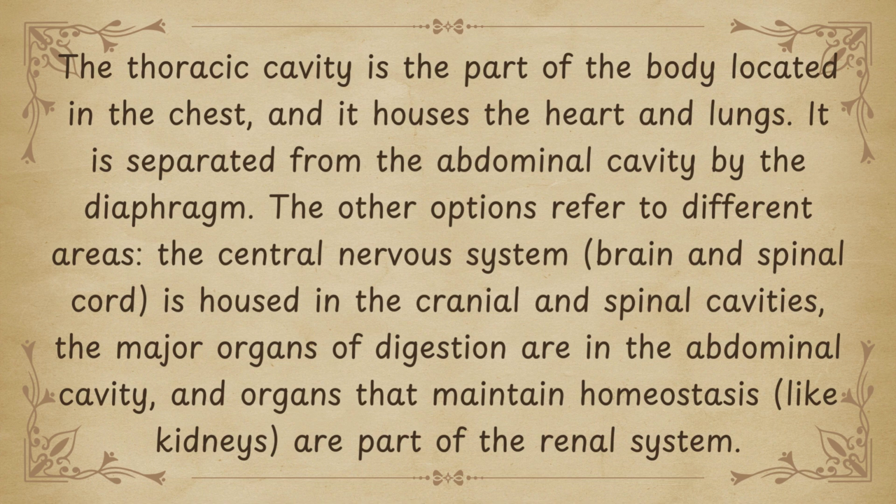The thoracic cavity is the part of the body located in the chest, and it houses the heart and lungs. It is separated from the abdominal cavity by the diaphragm. The other options refer to different areas. The central nervous system, brain and spinal cord, is housed in the cranial and spinal cavities. The major organs of digestion are in the abdominal cavity, and organs that maintain homeostasis, like kidneys, are part of the renal system.